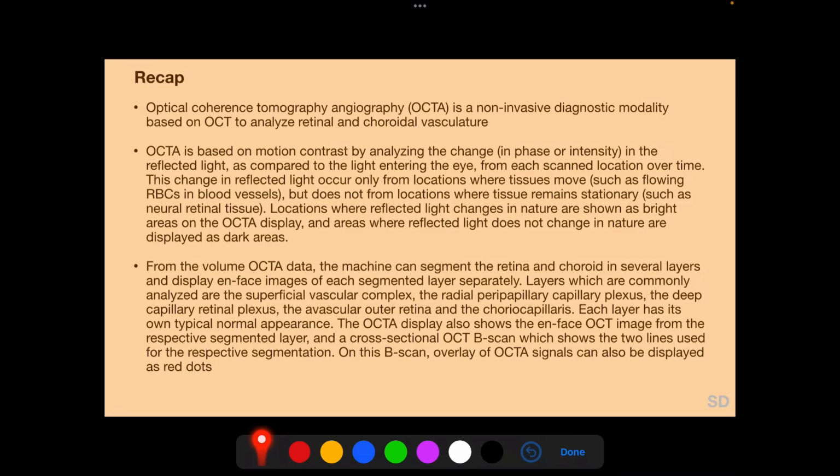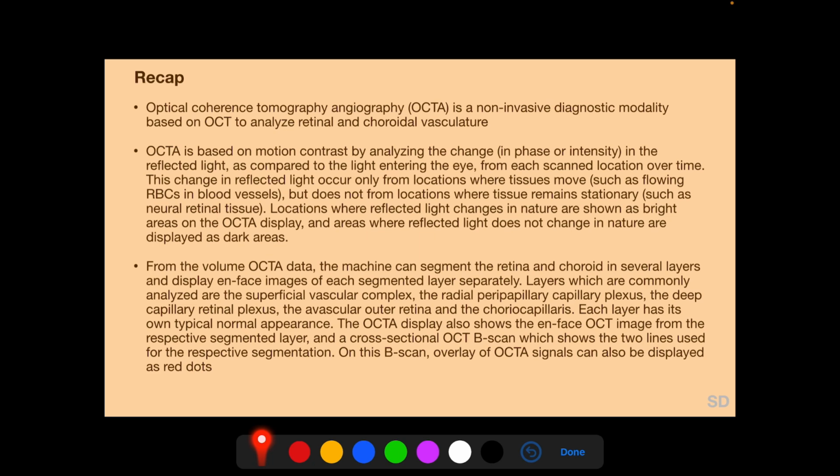To recap the salient points, optical coherence tomography angiography or OCTA is a non-invasive diagnostic modality based on optical coherence tomography to analyze retinal and choroidal vasculature. OCTA is based on motion contrast and works by analyzing the change in either phase or intensity or both in the reflected light as compared to the light entering the eye from its scanned location over time. This change in reflected light occurs only from locations where tissues move, such as flowing RBCs in blood vessels, but does not occur from locations where tissues remain stationary, such as the neural retinal tissue.